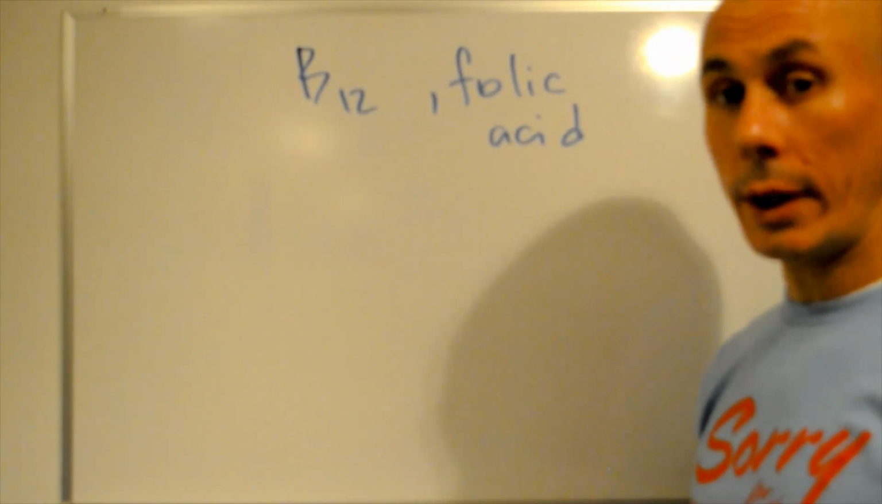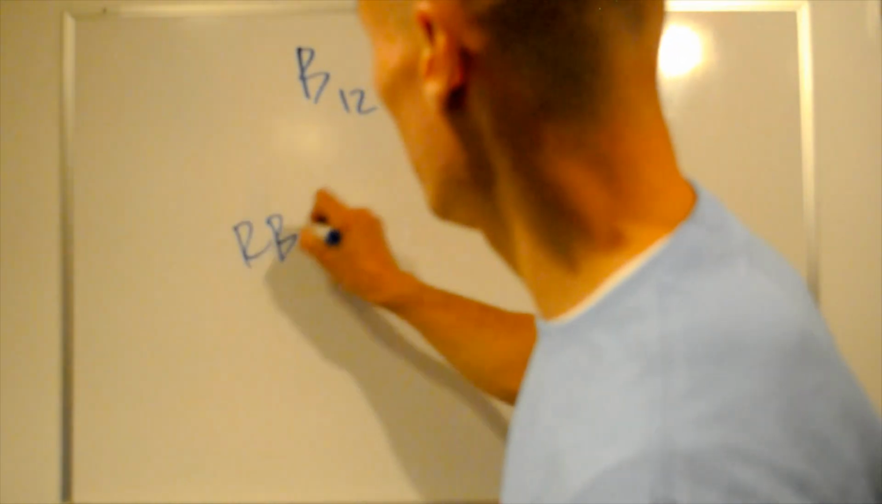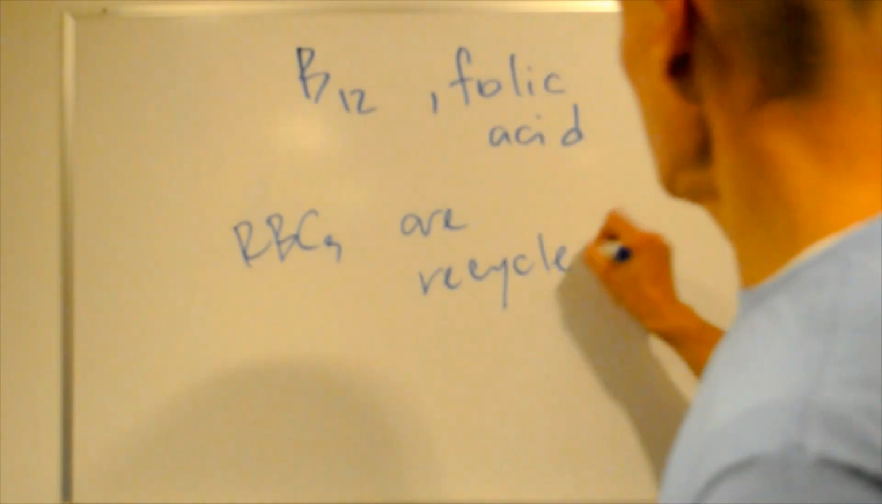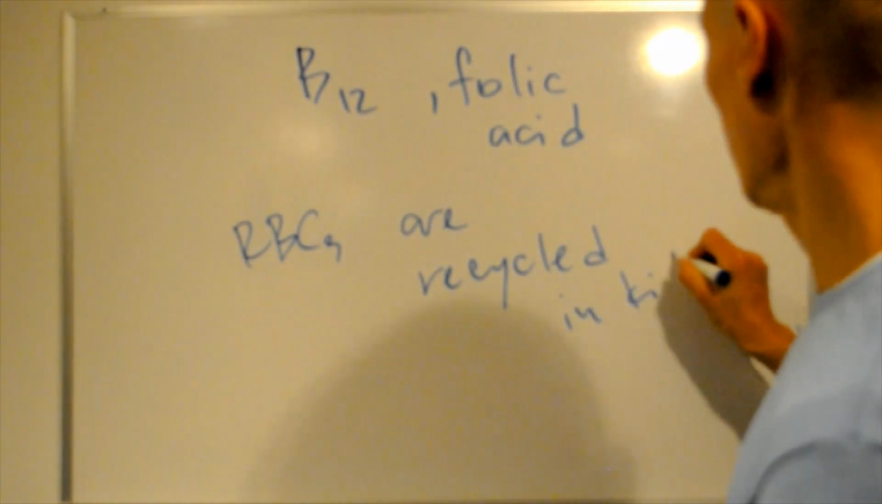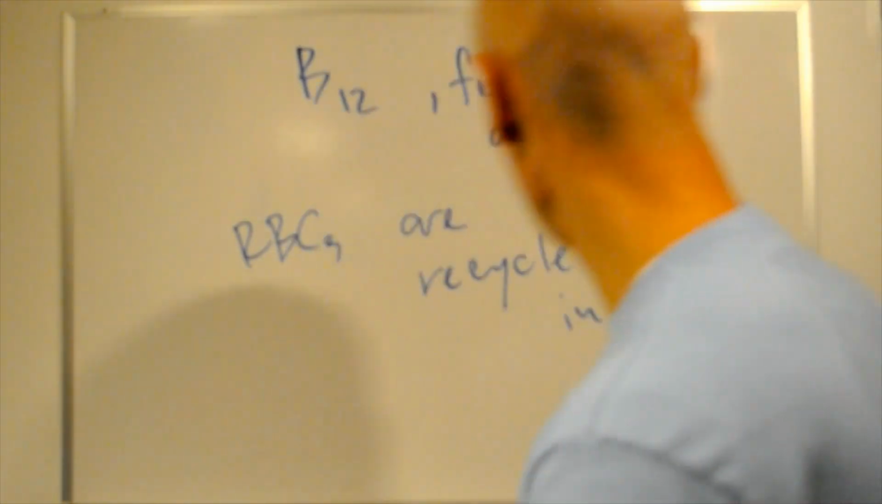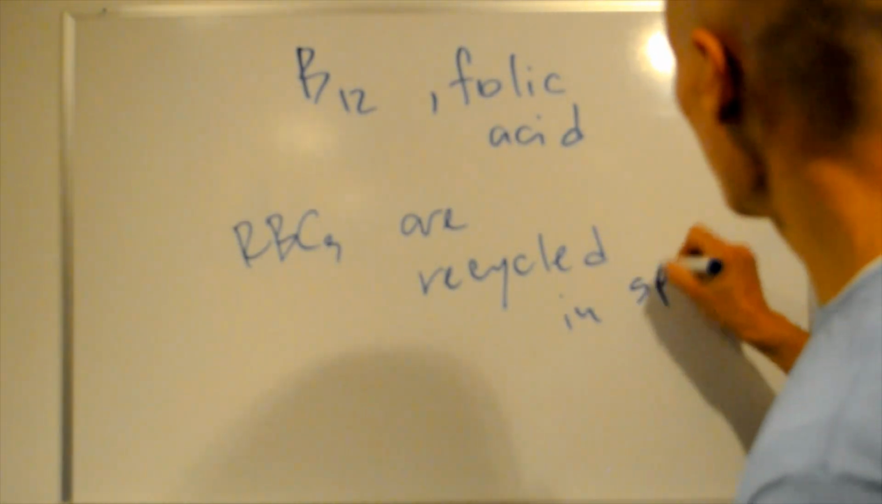So what happens to red blood cells when they're done? Red blood cells are recycled in the spleen, of course.